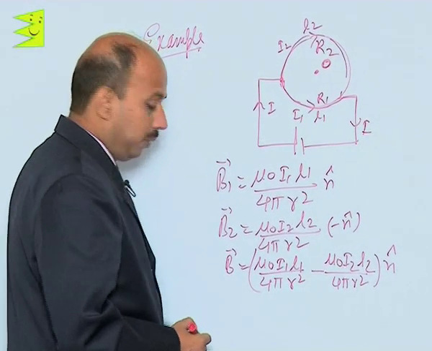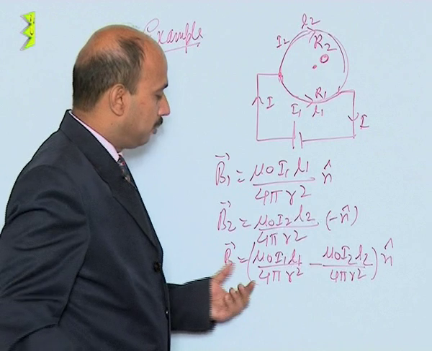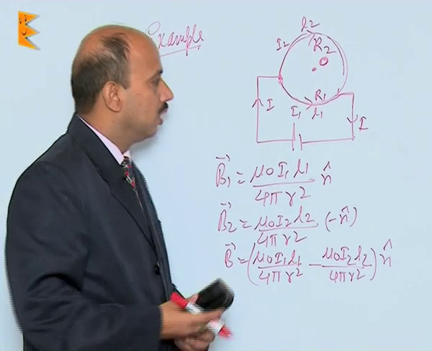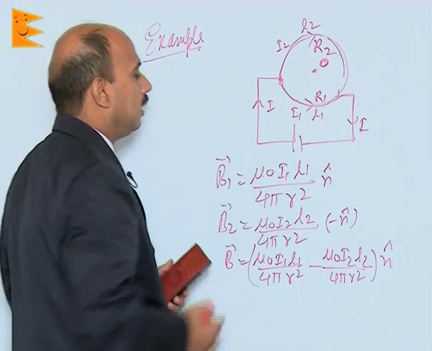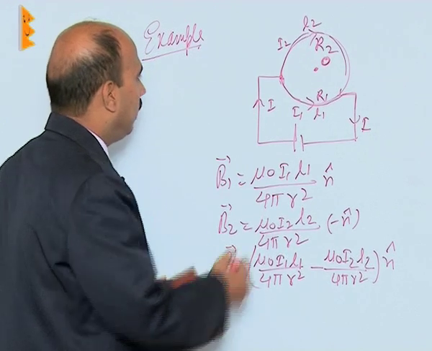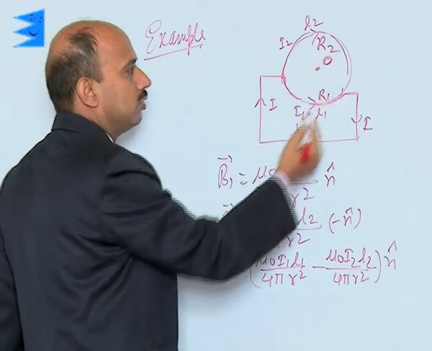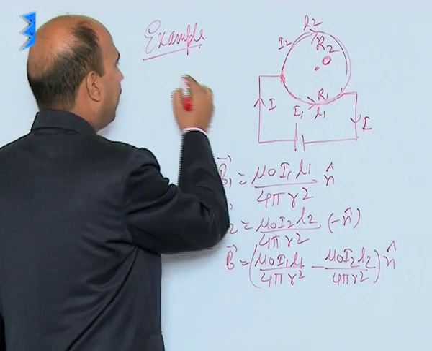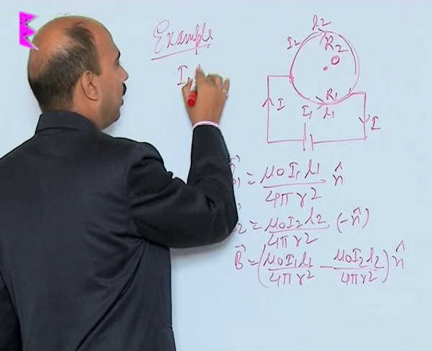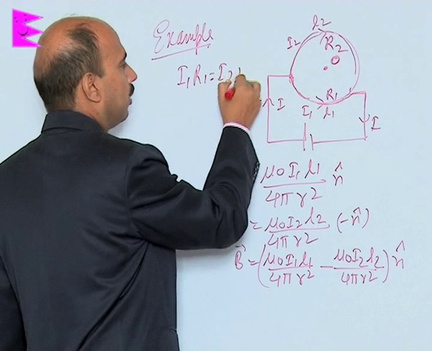Now see here, we have to show 0, which means we have to show these two magnetic fields are equal, but this is acting as a parallel combination. So, we can take the potential difference across this wire and across this wire to be the same. So, we can write I1 R1 is equal to I2 R2.